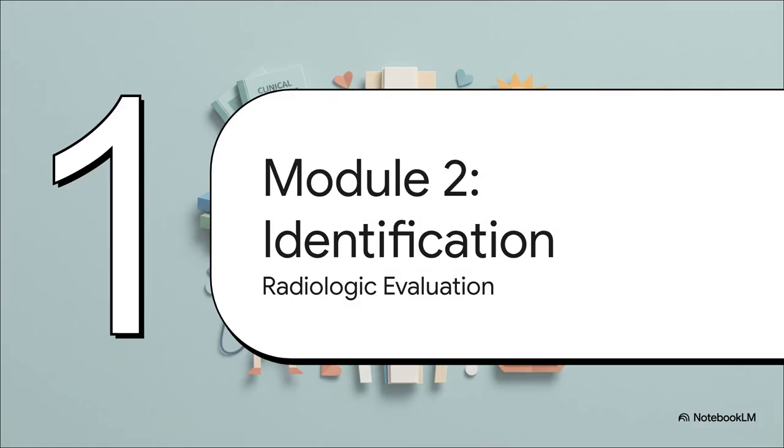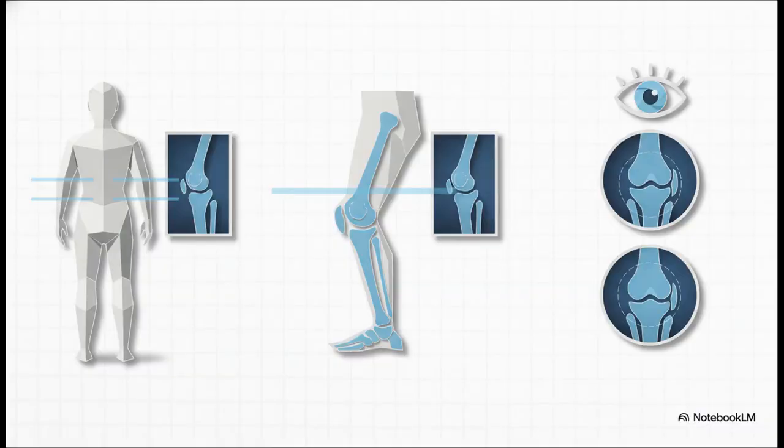Okay, we're still in Module 2, but we're going to pivot now and focus exclusively on imaging. This is crucial. X-rays aren't just a checkbox for the ACR criteria. They're how we stage the disease, which is going to guide our entire management plan. So when you order these X-rays, you can't just write knee X-ray on the script. You need to be specific. The guidelines are very clear on the projections you need.